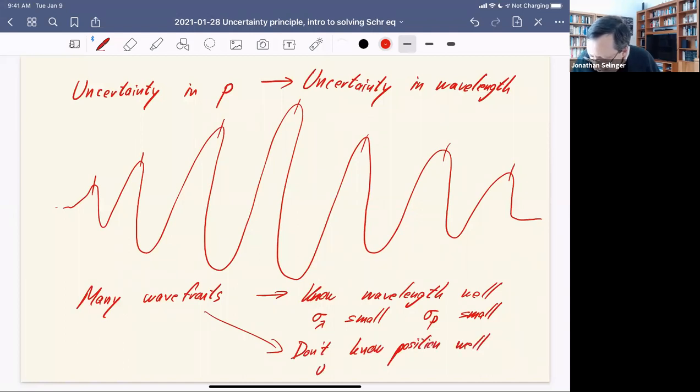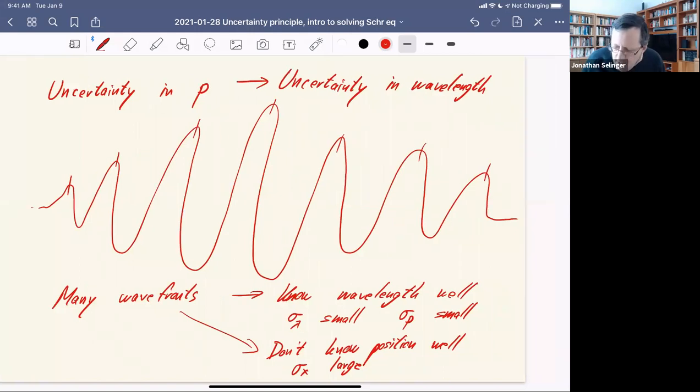So that means that the uncertainty in X is large. So that's one limiting case, right? Where there are many wavefronts and you know the momentum and the wavelength well, you don't know the position well, right?